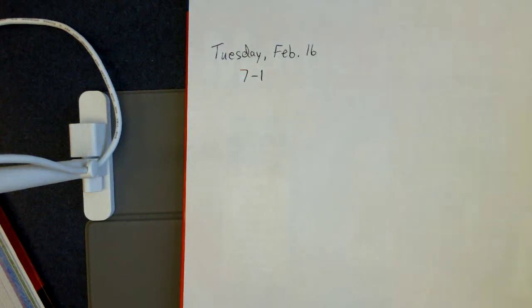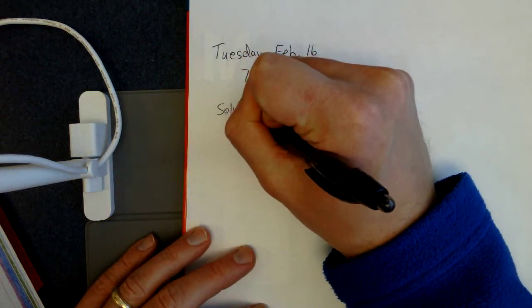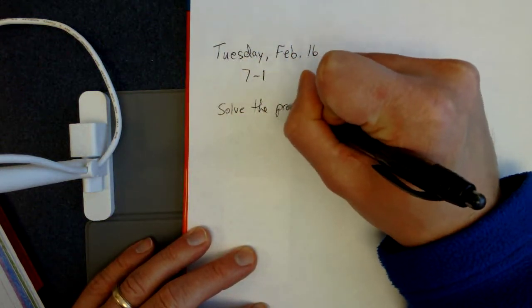Section 7.1 is over solving proportions, which you did last year in algebra. We're just going to add one little step to it this year. So directions will be to solve the proportion.